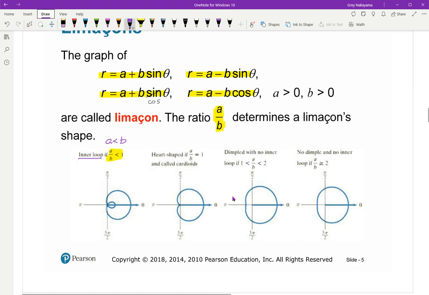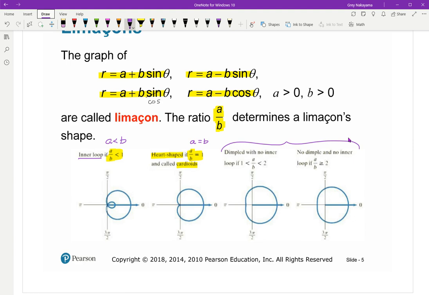The next one is if a is equal to b. Again, that says a over b equals 1. You could remember that a equals b, and if a equals b, then it's heart-shaped and it's called a cardioid. These last two, we don't distinguish between them. I'm not going to make you distinguish between them. One has a dimple and one doesn't.